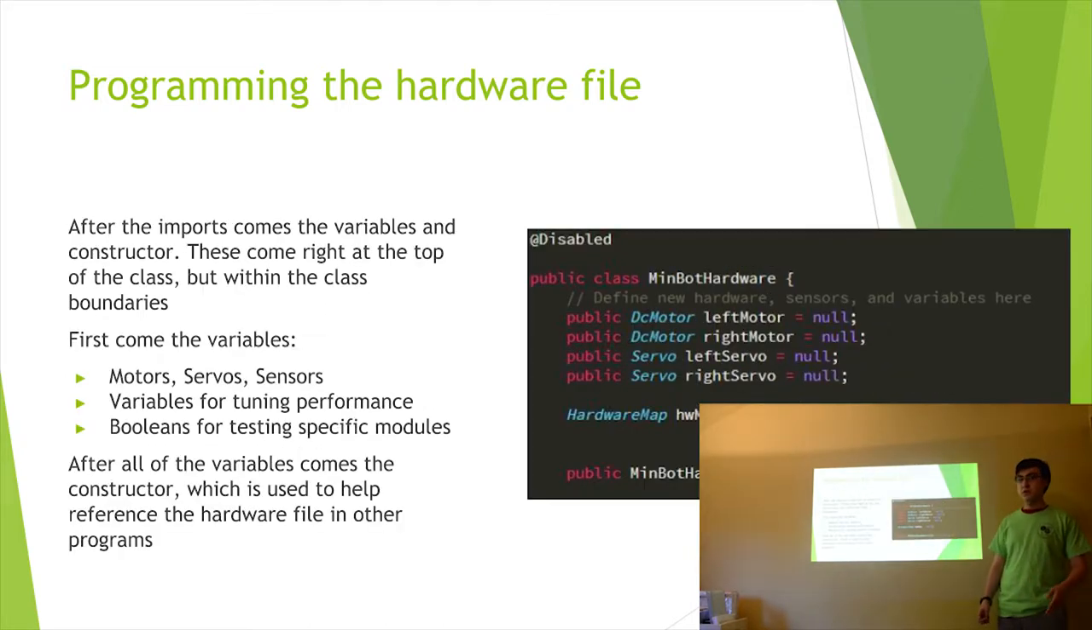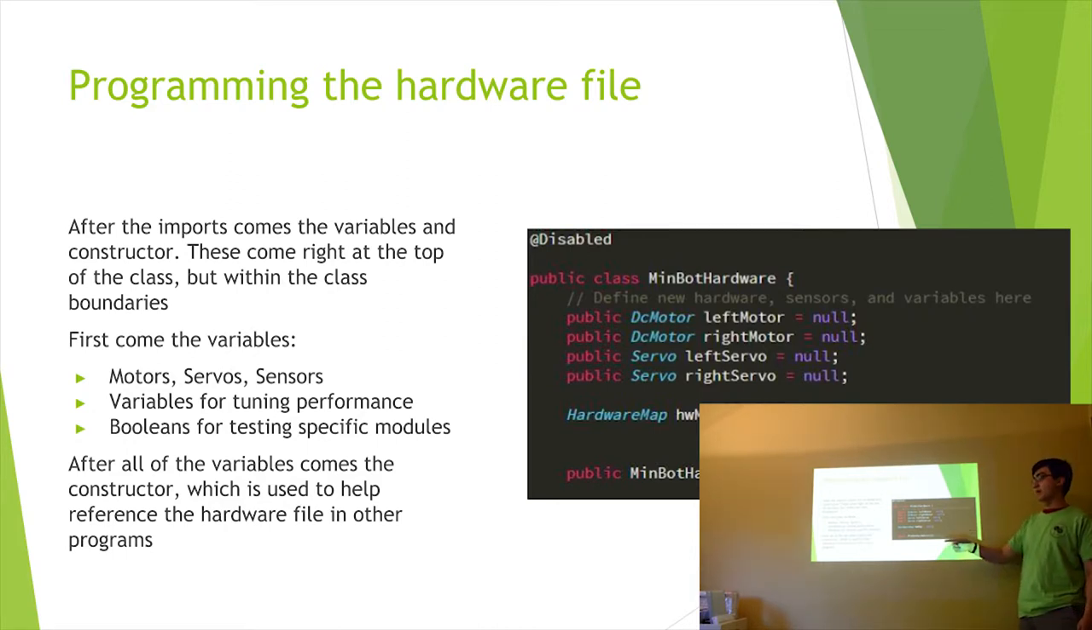Once you have all of your imports, you start by defining all of your hardware, your sensors, and your variables that you'll start using. You want to do that before the constructor. You just set them all to null, because they will be redefined in an initialization function later. But you just want to make sure they're all listed out so that it knows what to look for and that it knows that it's there. And then you want to make sure you have a constructor for if you want to reference the hardware file later.